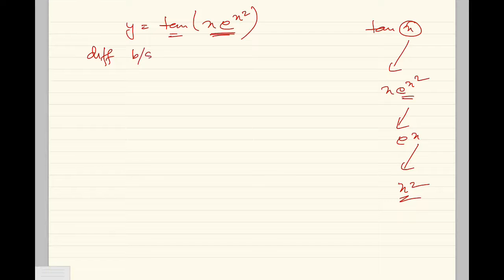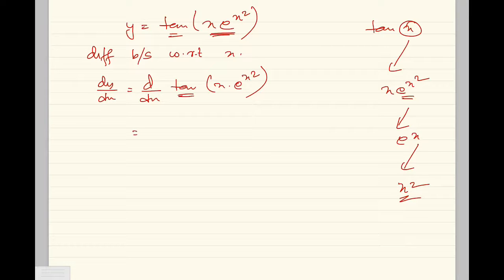Differentiating both sides with respect to x. So I get dy by dx. On that side I need to write the operator d/dx of tan x times e to the power x square. Look carefully. First I'll start with tan. So what is d/dx of tan x? d/dx of tan x is sec square x. That's e to the power x square.